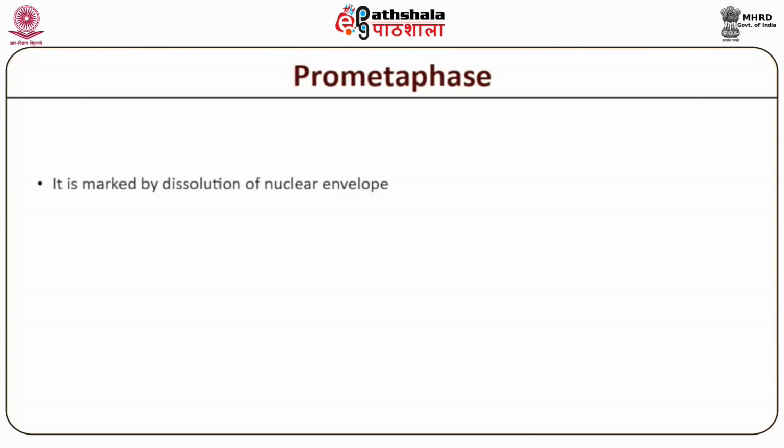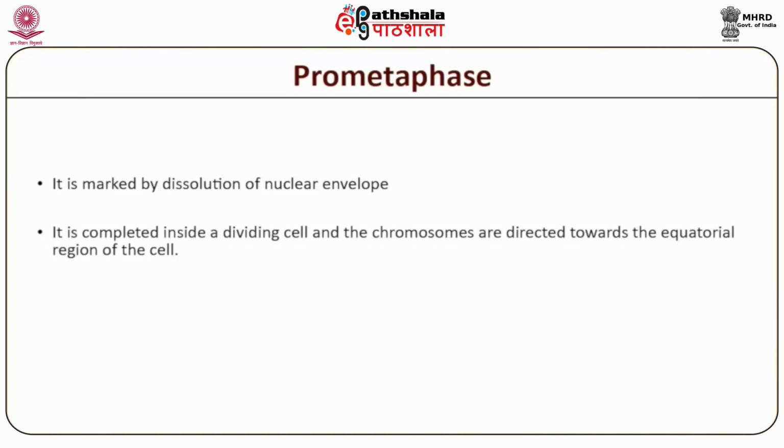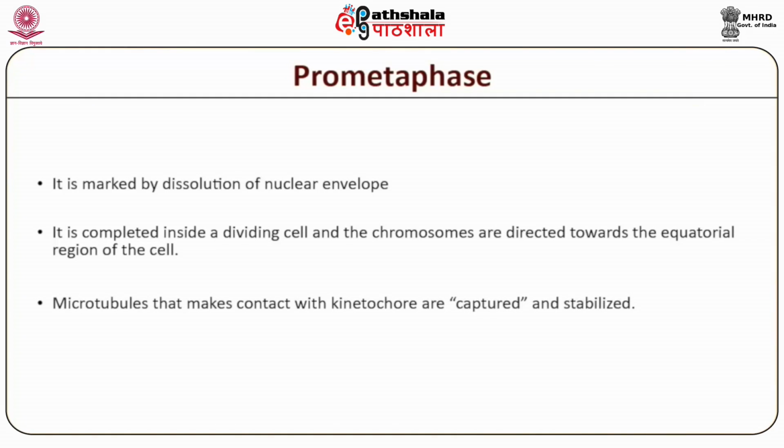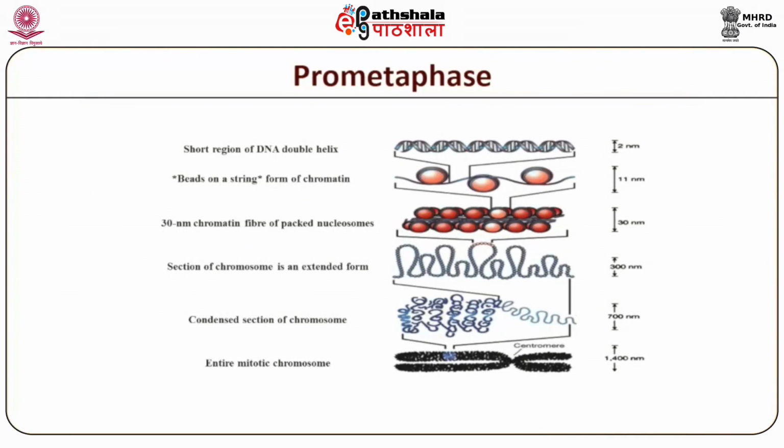Dissolution of the nuclear envelope marks the beginning of the next phase, that is prometaphase. In this phase, chromosomes are directed towards the equatorial region of the cell and microtubules that make contact with kinetochores are captured. You can see in the figure how DNA is compacted in the form of chromosomes during the prophase. This compacted form of DNA is easy to segregate between daughter cells. You can see how exactly chromosomes look.